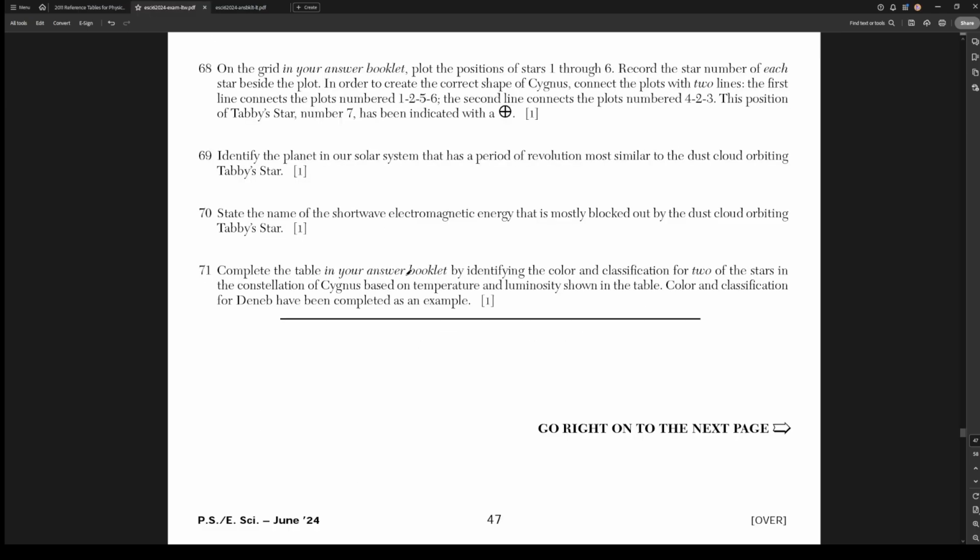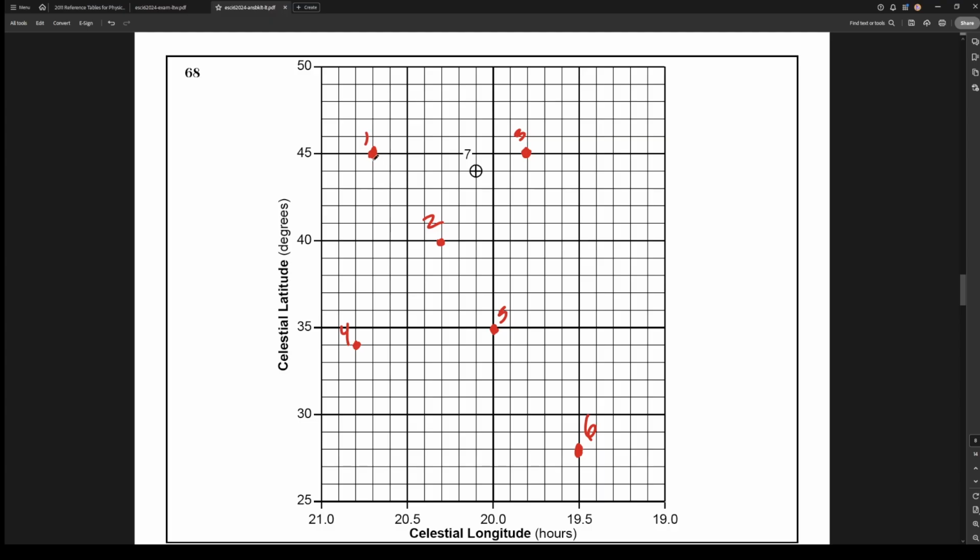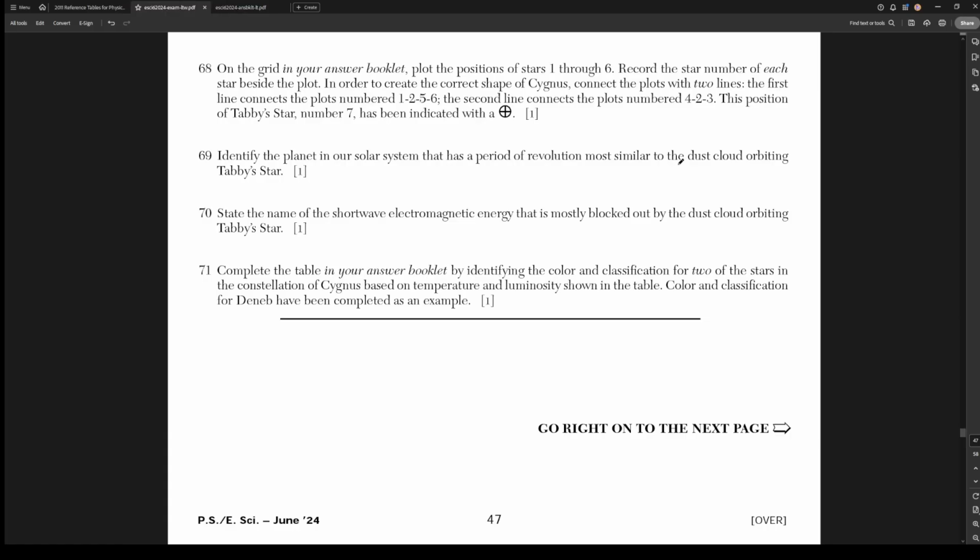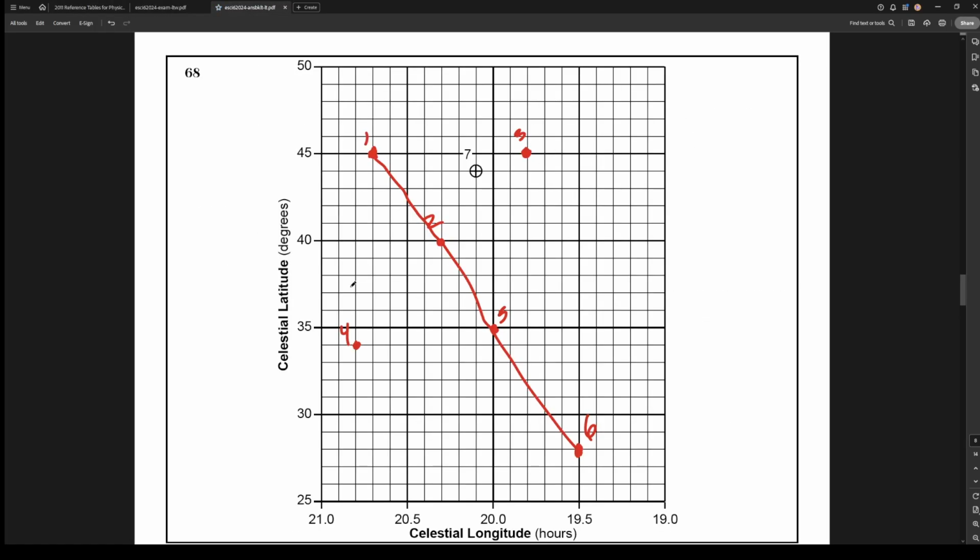Now what do we have to do? Connect 1, 2, 5, 6. 1, 2, 5. Okay, so this is just a line. Connect 4, 2, 3. Is that another line? Oh my god, that line was awful. Okay, there it is.